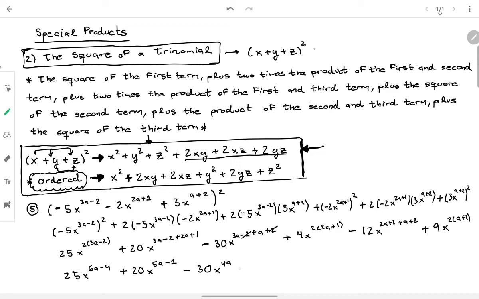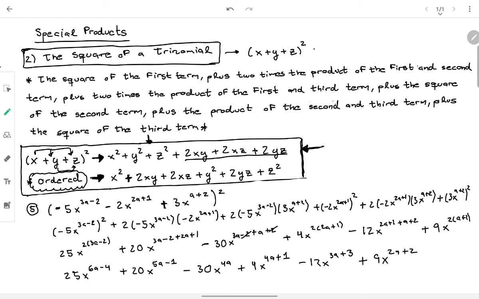Then it's going to be plus 4x to the 4a plus 1. Then we will get something like minus 12x to the 3a plus 3, and finally plus 9x to the 2a plus 2.